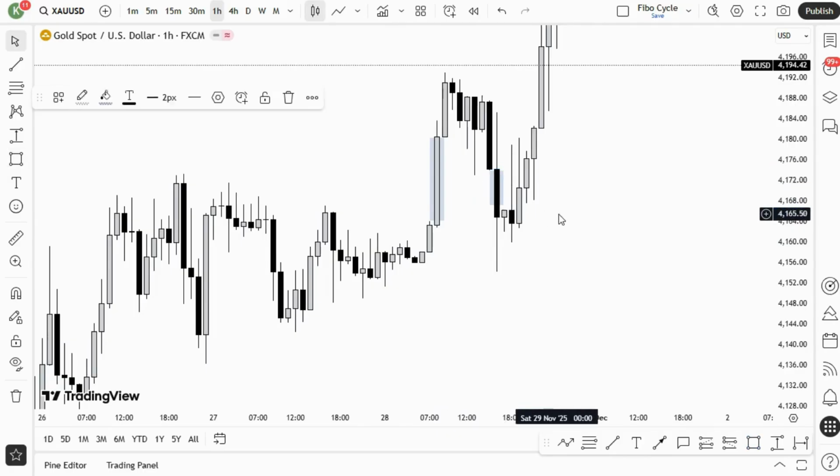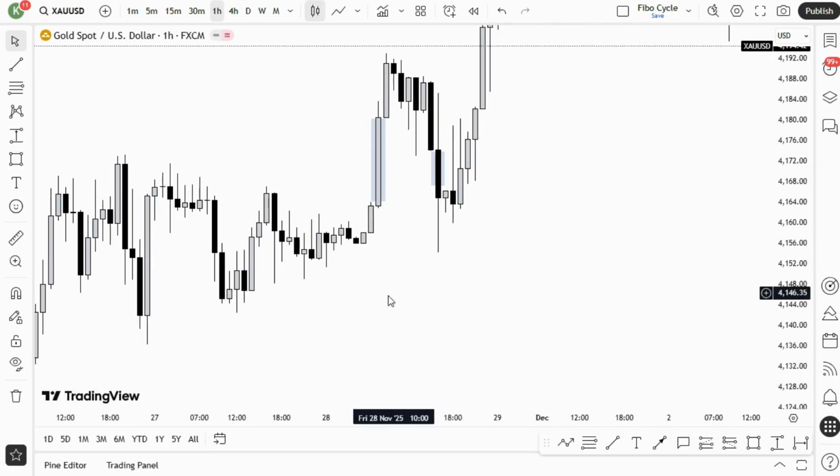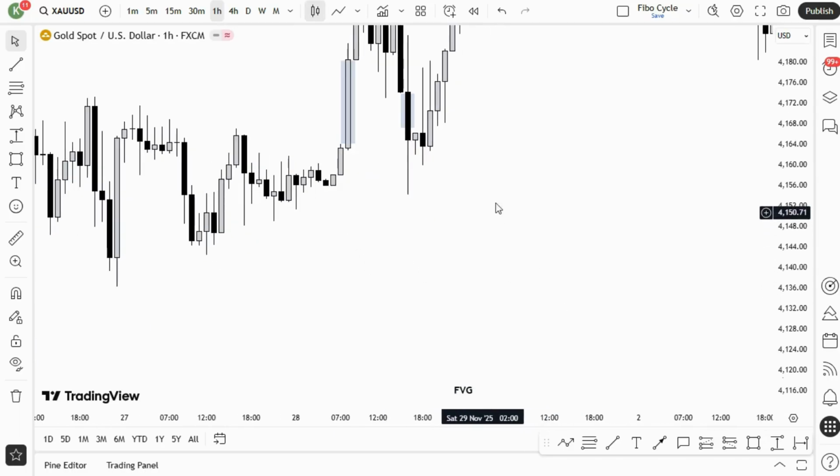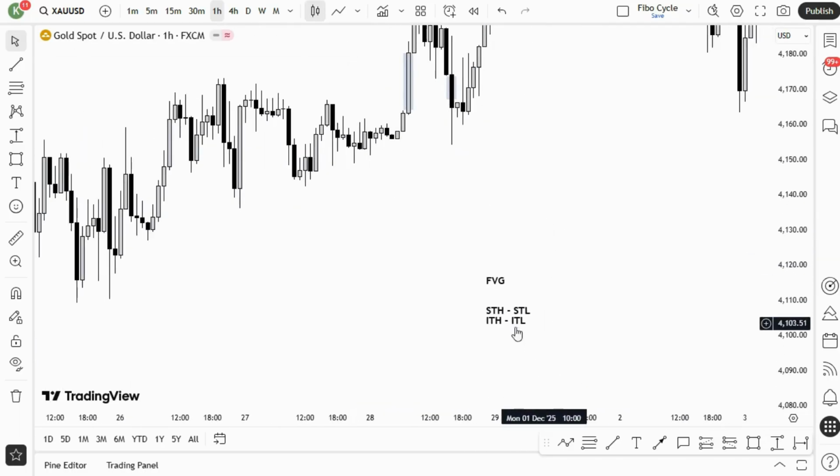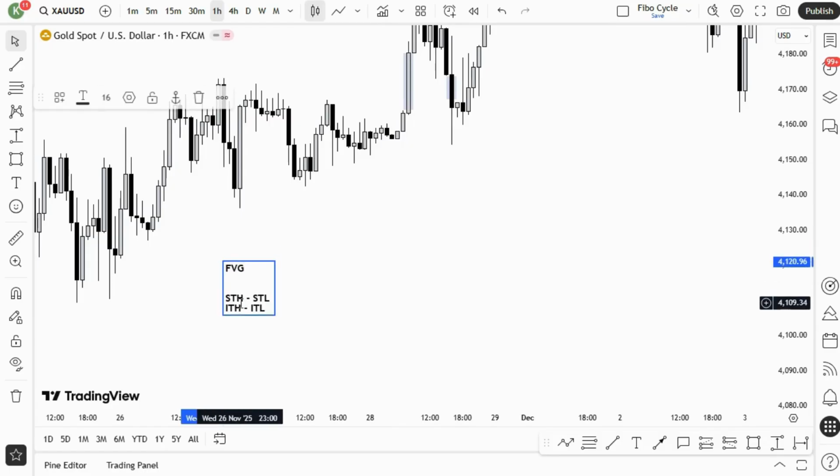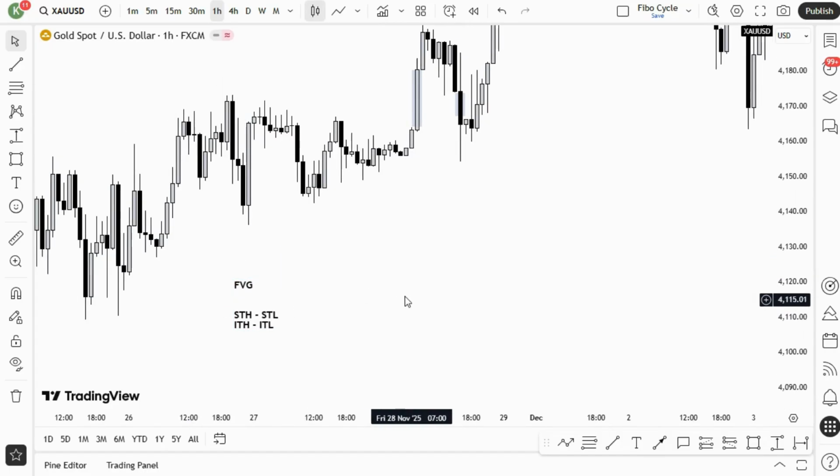Okay, so these are fair value gaps where we can see a gap in the market. We can see that there is a gap between the first candle low and the third candle high, right? Okay, so now that the fair value gap is clear, let's look at STH and STL.